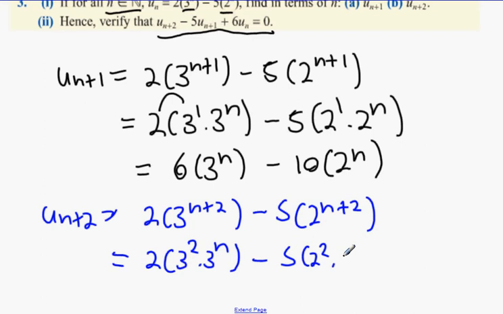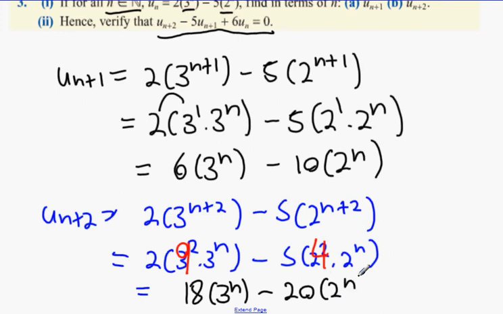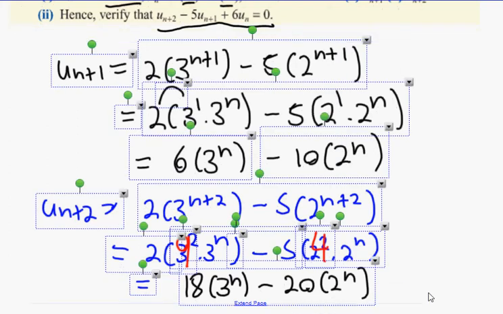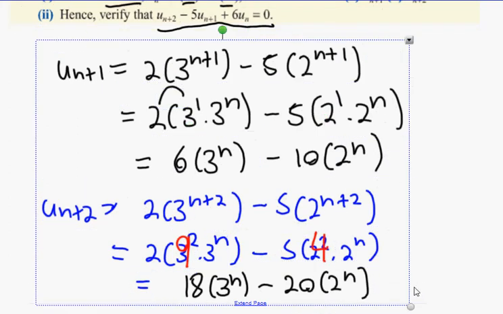2 squared, 2n. Okay. Now, what do I have now? What's 3 squared, anybody? 9. What's 2 squared? 4. 2 times 9? 18, 3 to the n, minus 20, 2 to the n. Okay? So that's part 1 done. Okay, just only part 1 done. Okay?